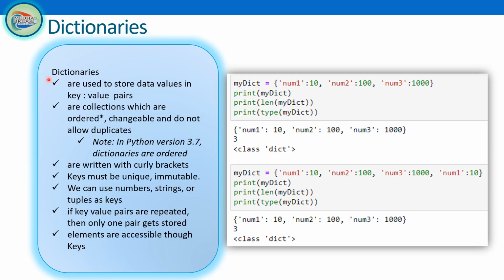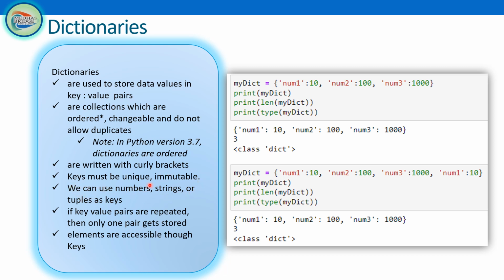Dictionaries. Dictionaries are used to store data values in key value pairs. Dictionaries are collections which are ordered, changeable, and do not allow duplicates. Note: from Python version 3.7, dictionaries are ordered. Dictionaries are written with curly brackets.